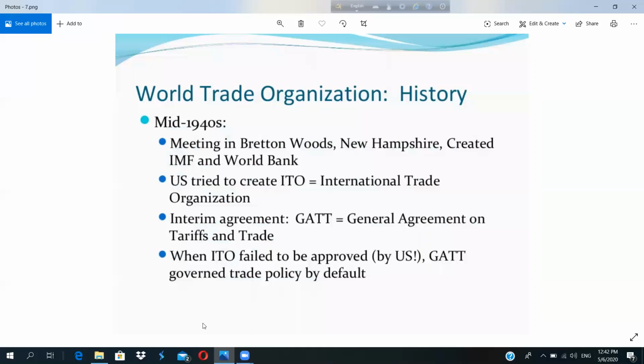Okay. World Trade Organization history. In the mid 1940s, the meeting in Bretton Woods, New Hampshire, created the IMF and World Bank. The USA tried to create the ITO, that is the International Trade Organization. Interim agreement, GATT, General Agreement on Tariffs and Trade. When the ITO failed to be approved by the USA, then GATT governed the policy. So the GATT took place as an interim set of international business rules and policies.